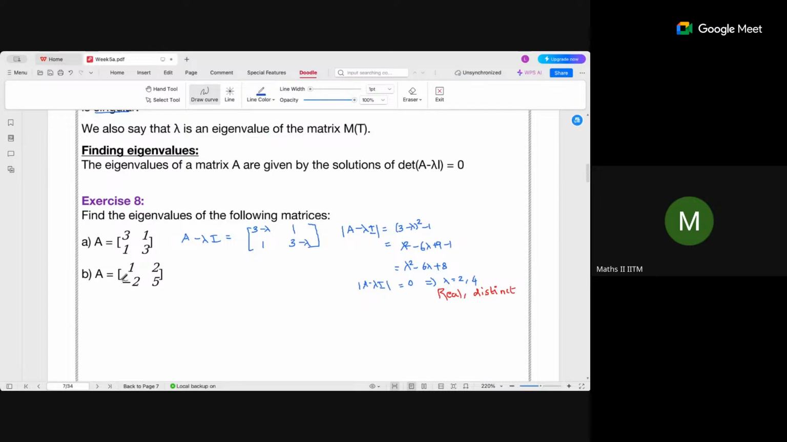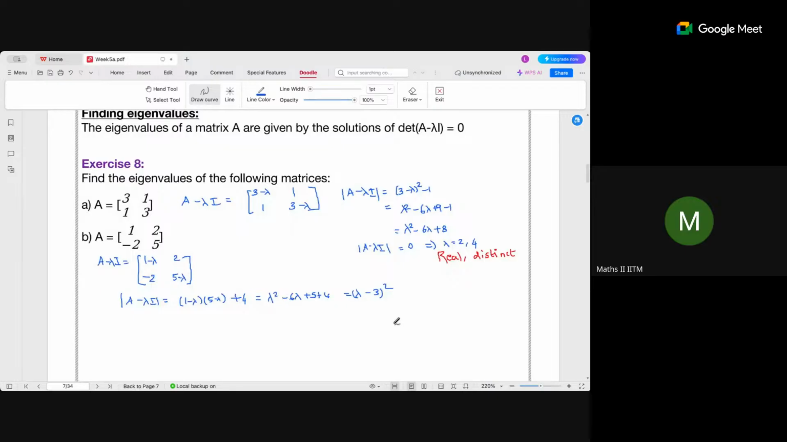Here this is your matrix. Now what is the determinant of A minus lambda I? Here you have 1 minus lambda, 2, minus 2, 5 minus lambda. The determinant is 1 minus lambda times 5 minus lambda plus 4. So can you quickly solve this? Lambda squared minus 6 lambda plus 5 plus 4, so 9, which is lambda minus 3 the whole squared.